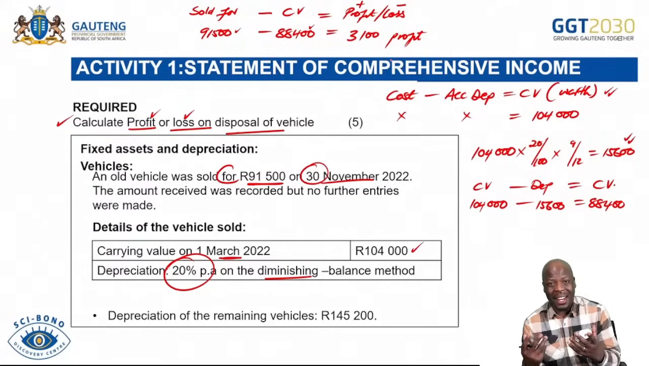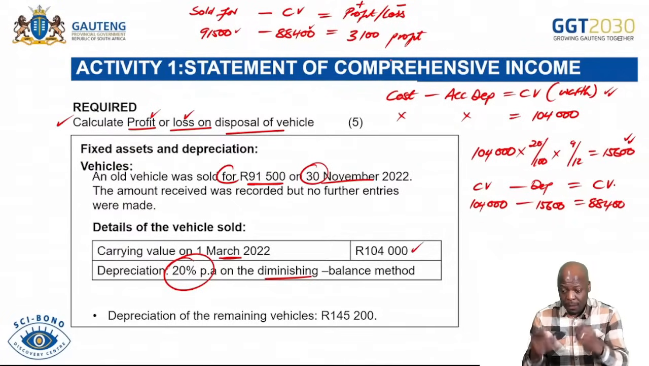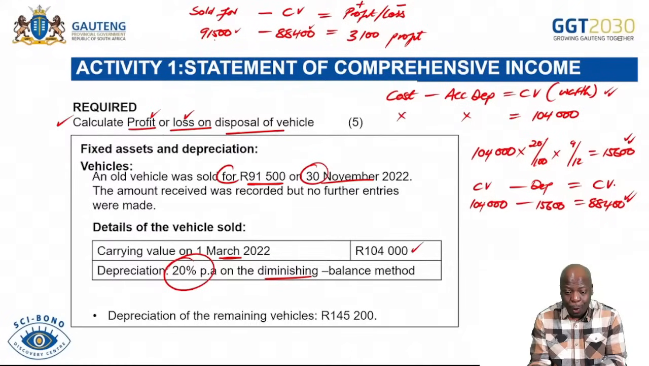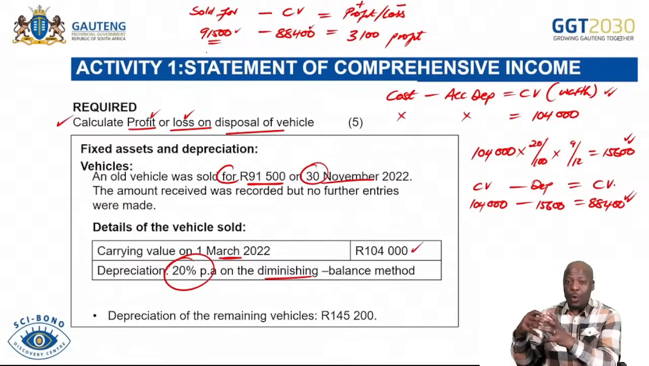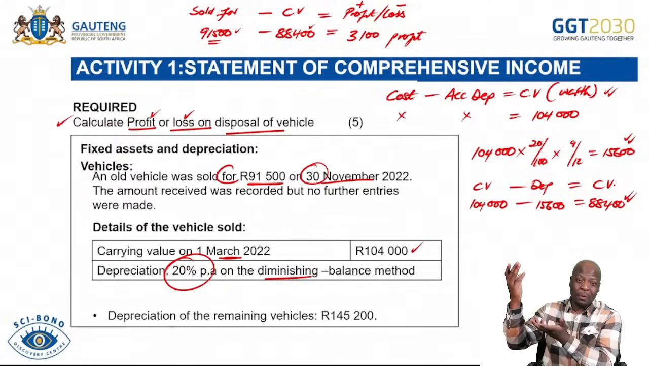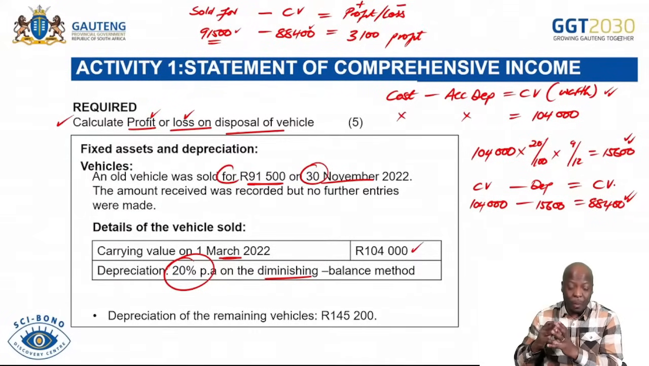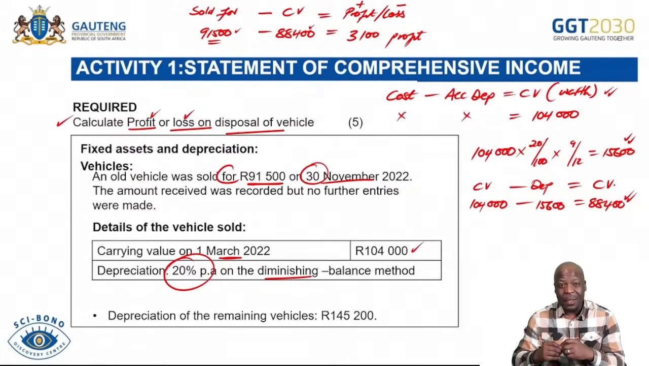So if you stick to this method, that is. But here's the simple understanding. Our vehicle is worth 88.4. That is its worth. However, we've sold it for 91.5. So we've sold it at a price above its worth. We made a profit. Definitely, we made a profit. So we have calculated the profit to be 3,100. Okay, thank you. I know you understand what I'm doing now.